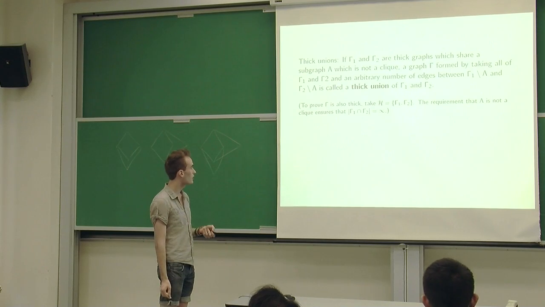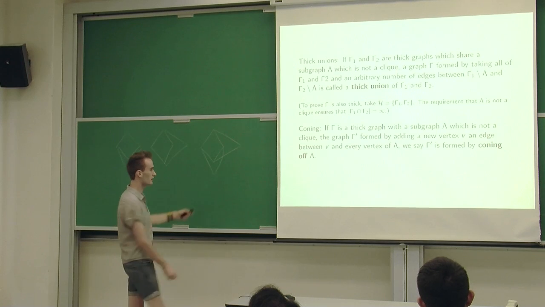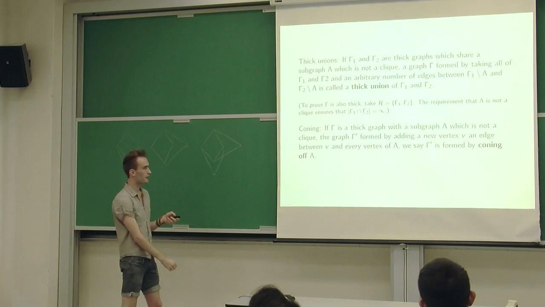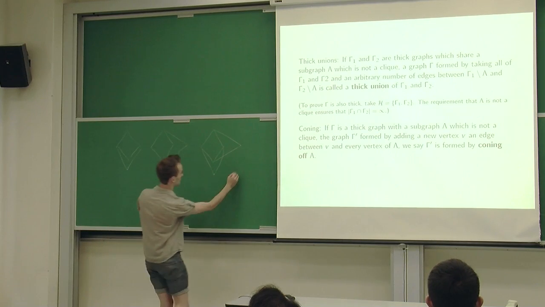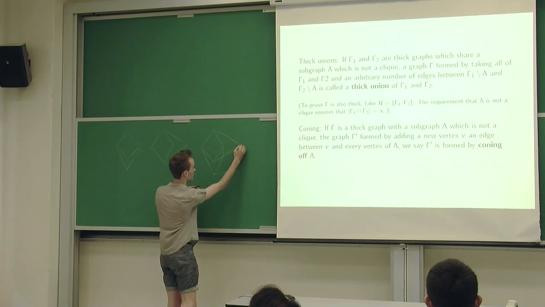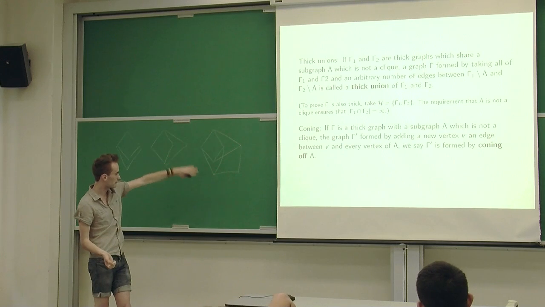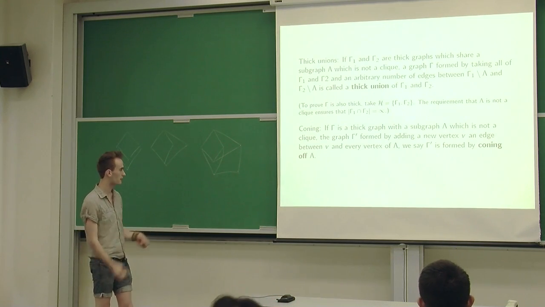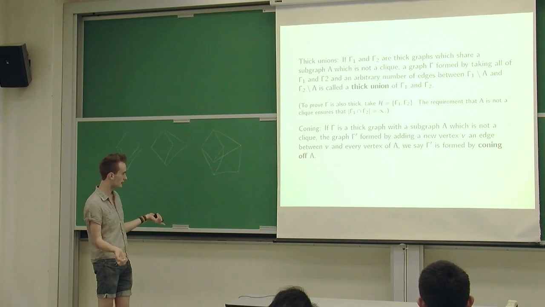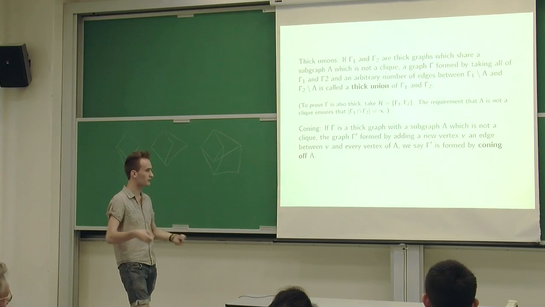You can also cone. So if Γ is a thick graph with a subgraph Λ, which is not a clique, and Λ here is going to be this vertex and this vertex, the graph Γ' formed by adding a new vertex v, say this one, and an edge between v and every vertex in Λ, so here and here, we say that Γ', this new graph, is formed by coning off Λ. And this turns out to be actually one of, or really close to one of the Dani-Thomas graphs, so that's how those are formed. And that's also another proof of why they're thick of some order.